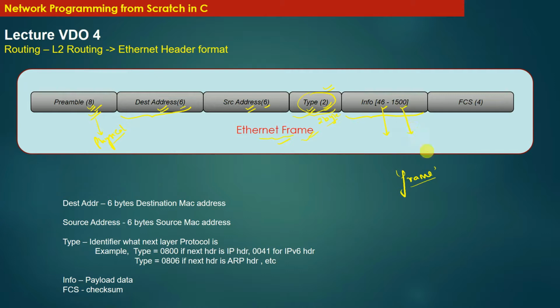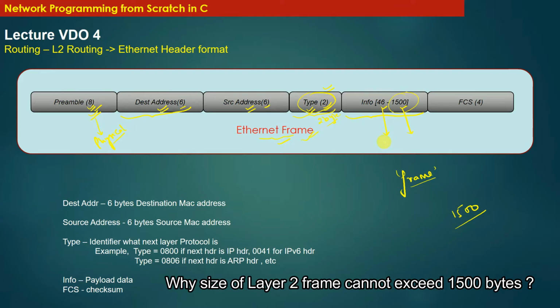Now it's an exercise for you to browse the internet and try to understand why the maximum size of the Ethernet frame is kept at 1500 bytes. Why can it not be more than this? And why is the minimum size of the Ethernet frame 46 bytes? Why can it not be less than this? It forms a great interview question, so it's homework for you to figure out why.